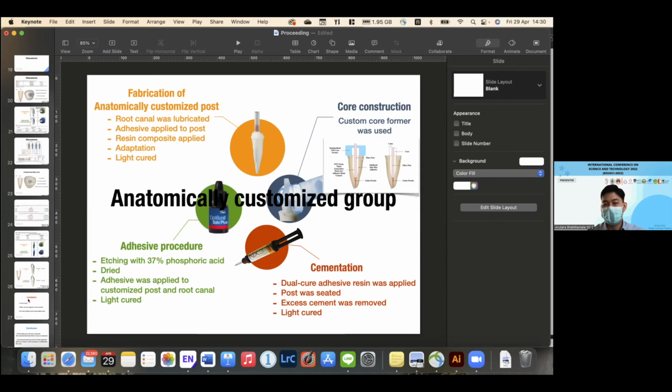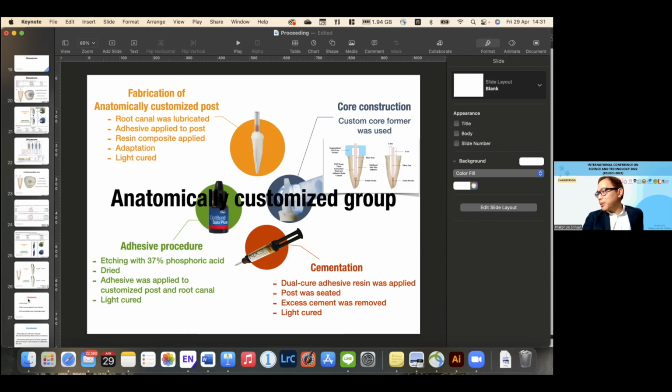So basically, the procedure was to lubricate the post space first, and then after we adapt it into the post space, we do the light cure one time, and after that we take it out and do another light cure to make sure that the resin composite adapted to the fiber post was completely cured. After that, we try it in, and it usually fits quite well. If it doesn't, we can adjust by using the bur to correct it a bit. But usually it fits quite well.